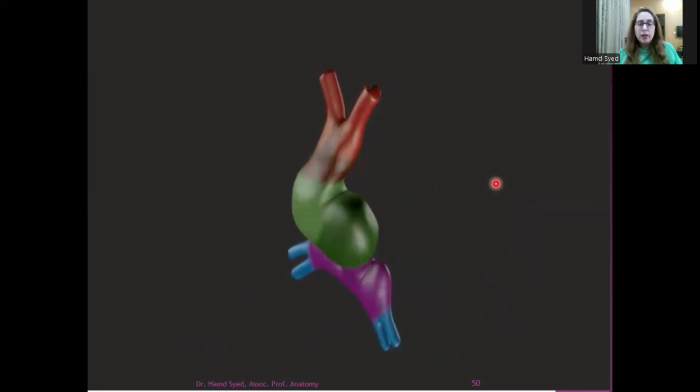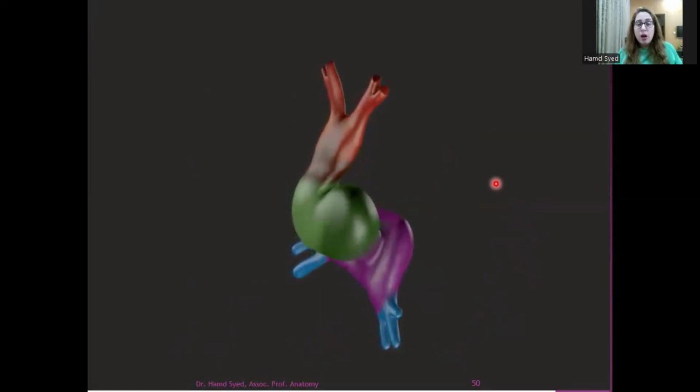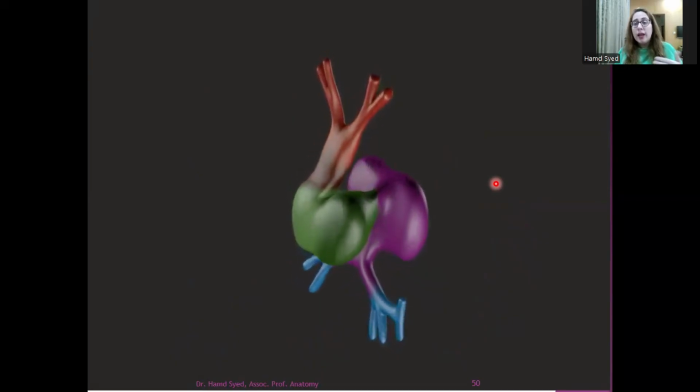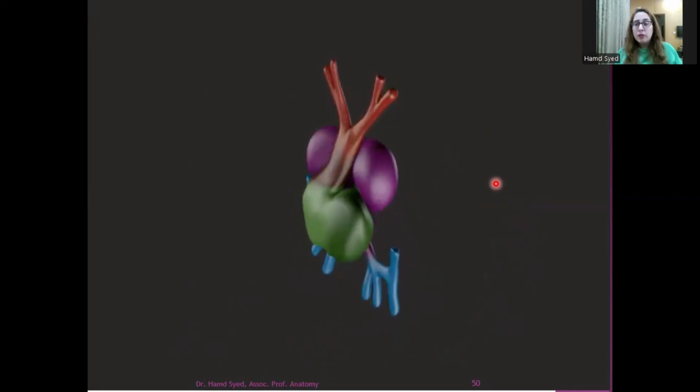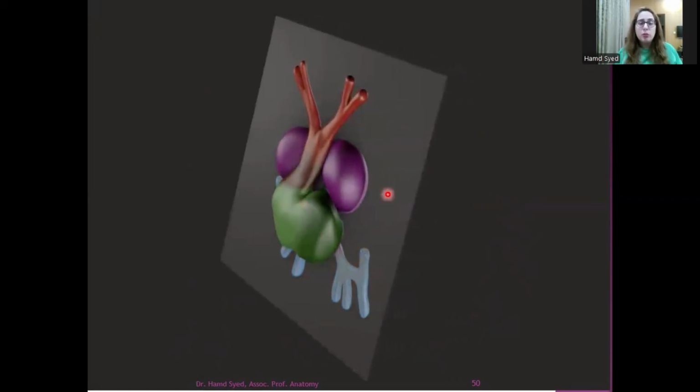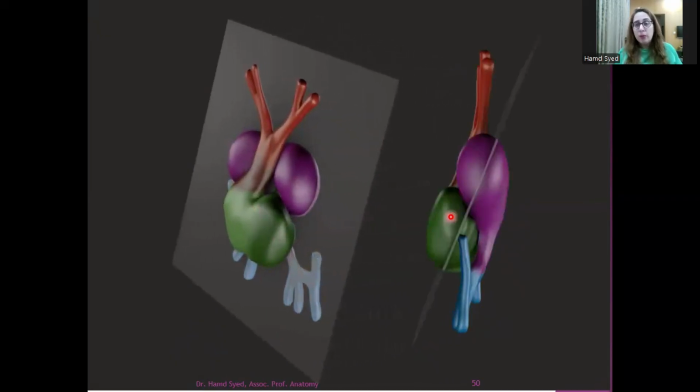Then again, the cardiac looping, the heart tube is now a D-shaped or an S-shaped loop, which has bent upon itself, and this is responsible for the final positioning of the chambers of the heart.